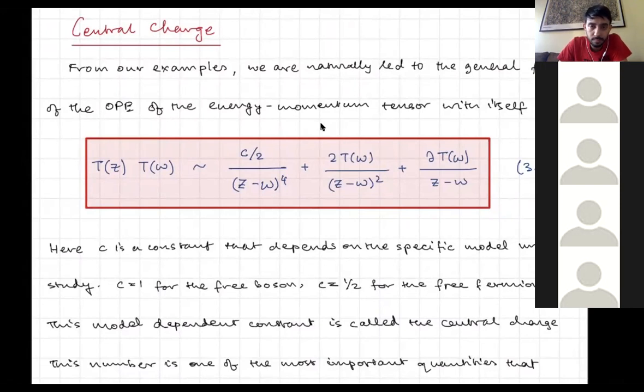I have a question. Yeah, please. At least for the examples which we have considered, like free boson, free fermion, the T bar OPE will be 0. Yes.